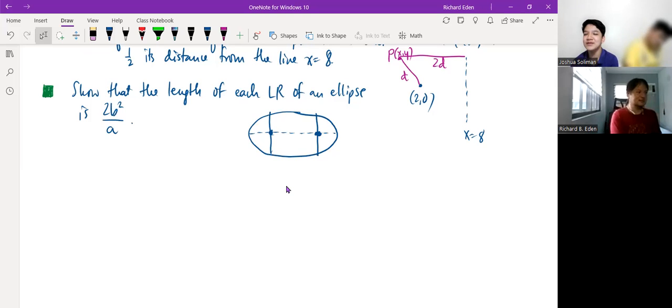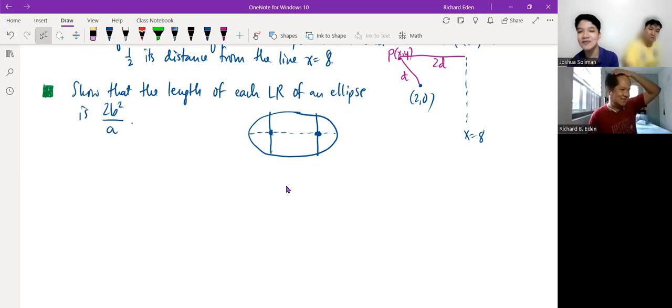Dapat po we should sign a petition po to the mathematics council to rename the latus rectum into, ano po, flatus rectum.